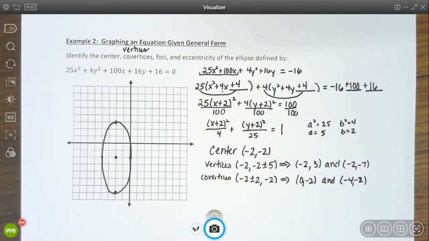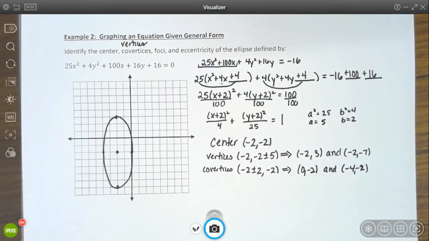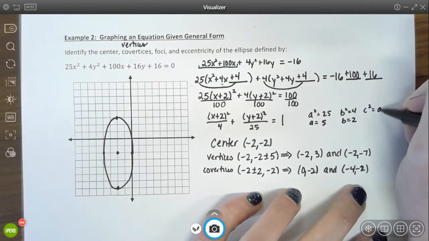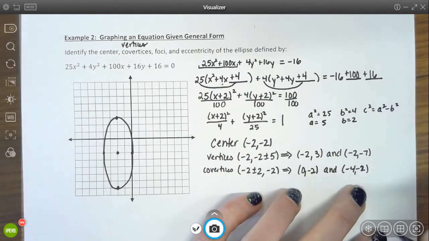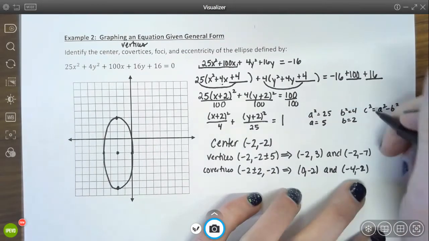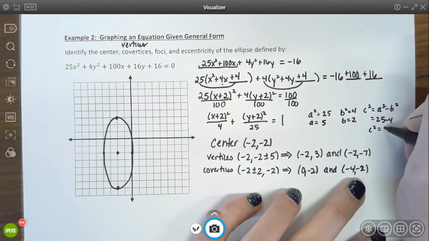All right, the other 2 things we want to find, just like we did in our first example, are our foci and our eccentricity. And in order to get both of those values, I need to find c. So again, I'm going to use my formula, c squared equals a squared minus b squared. A squared was the 25, b squared was the 4. So c squared would be 21, which would mean c was radical 21.